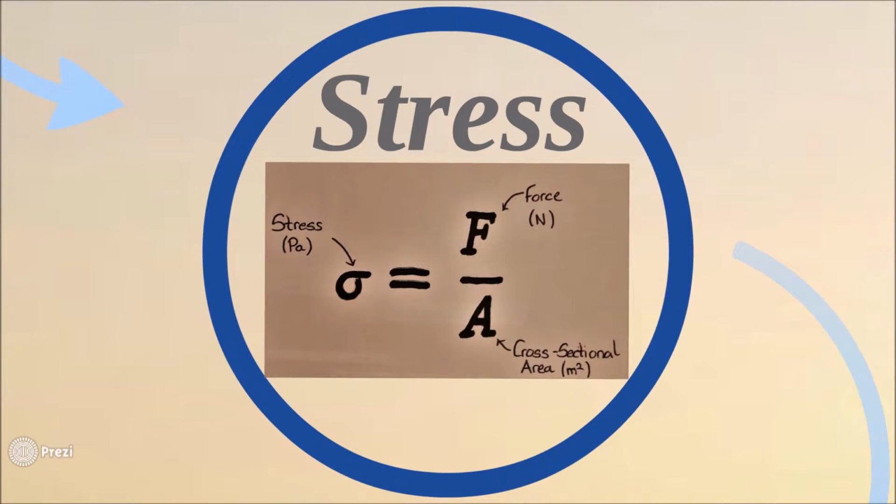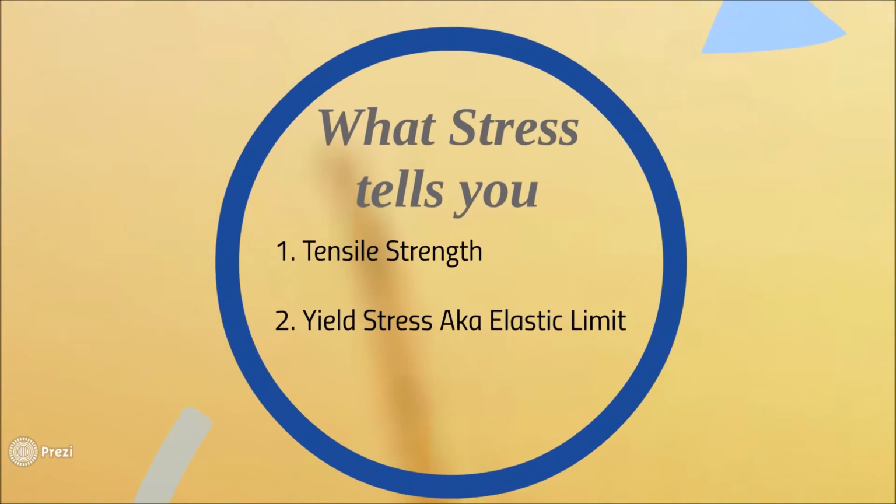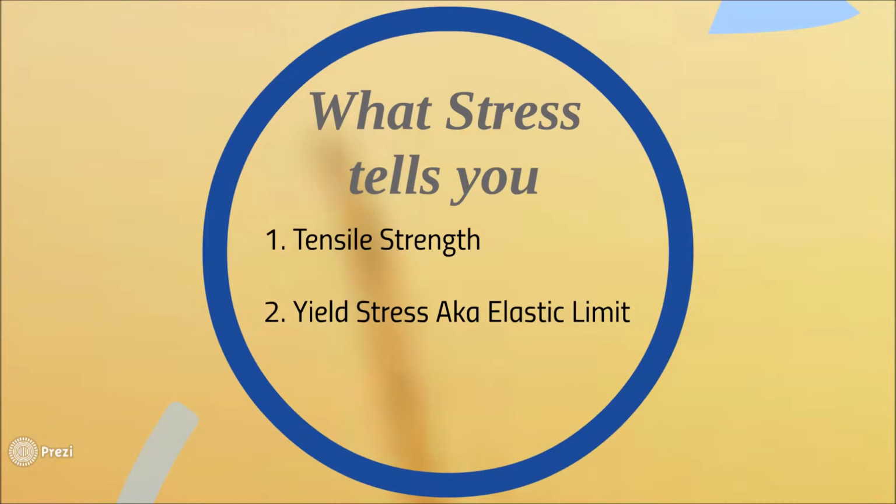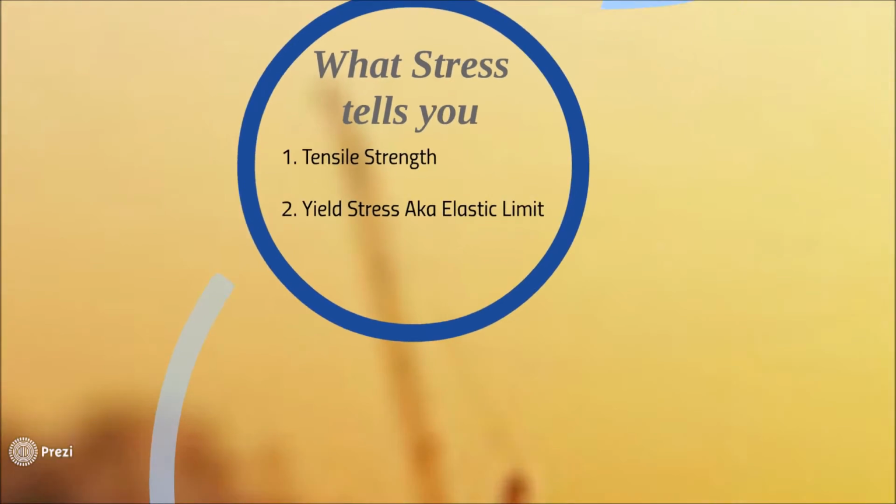First, let's start with stress, which is easier to explain using the equation. As you can see, stress measures the internal force per unit cross-section area. So what does stress actually tell you? Well, it tells you the material's tensile strength, which is the level of stress at which a material will fracture, and it will also tell you the yield stress, aka the elastic limit, which is when the material will no longer return to its original shape.